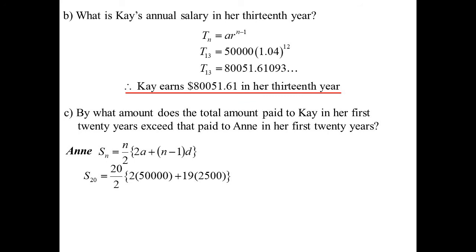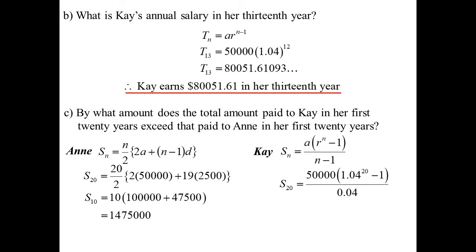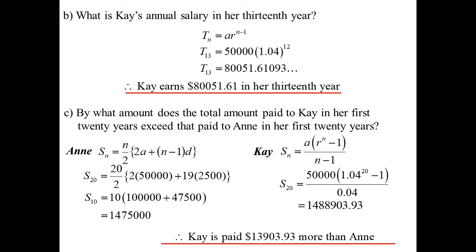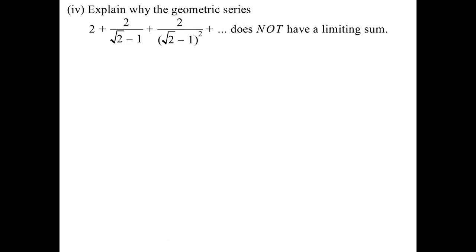Right, we're now using the sum formula. So for Anne, we end up with $1,475,000. Kay, geometric. Oh yeah, look at that one. $1,488,000. So the difference, $13,903.93 after 20 years. Okay, I suppose this is not really an application, but it's still an interesting question.